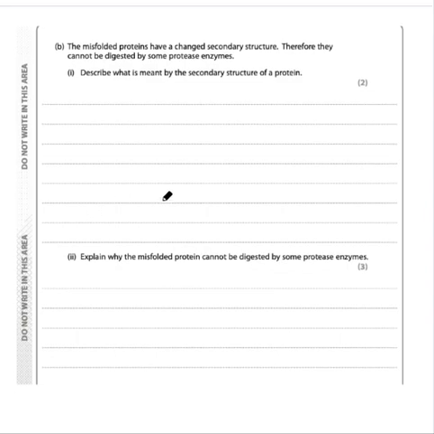So, the misfolded proteins have a changed secondary structure. Therefore, they cannot be digested by some protease enzymes. Describe what is meant by the secondary structure of a protein. Okay, so straightforward question. Secondary structure of a protein. It's the folding of the polypeptide chain. That's the first point.